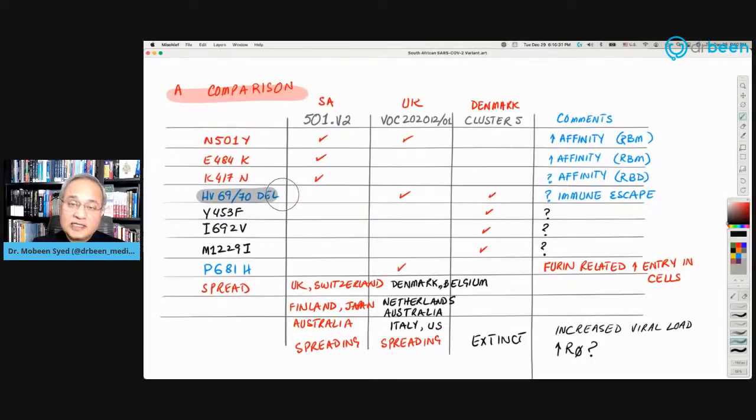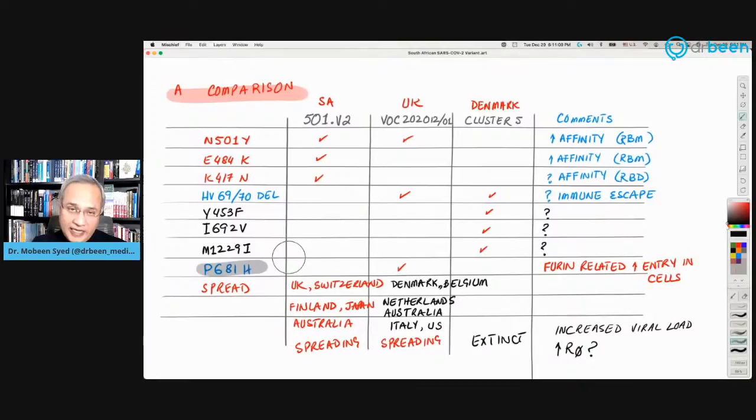Then the HV69-70 deletion, that is also on the spike protein. There is a deletion of 2 amino acids, and that is present in the UK and Denmark variants, but not in the South African variant. Similarly, there is a mutation called Y453F. That mutation is present in Denmark and not present in South Africa or UK. I692V, same way, Denmark, not in South Africa or UK. M1229I, Denmark, yes, South Africa or UK, no.